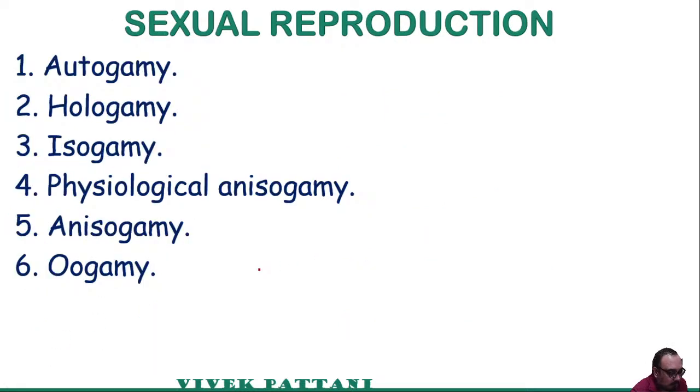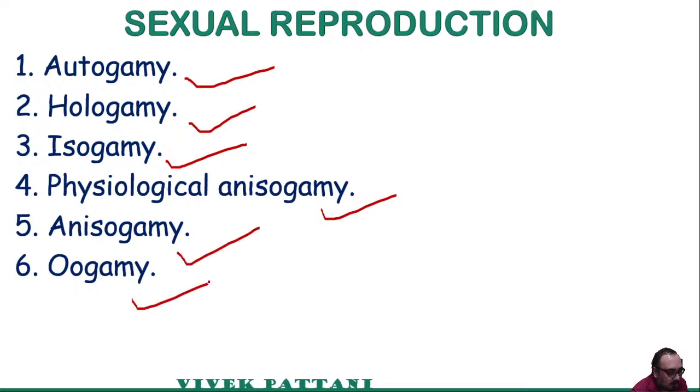Next comes the sexual reproduction. Types are given here: autogamy, hologamy, isogamy, physiological anisogamy, anisogamy, and the last one is oogamy. This occurs with the production of the different gametes which are produced by the algae.